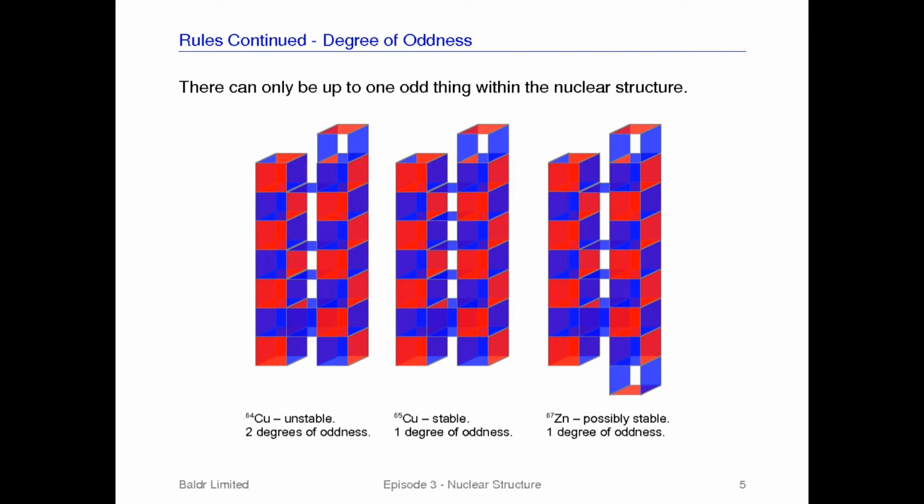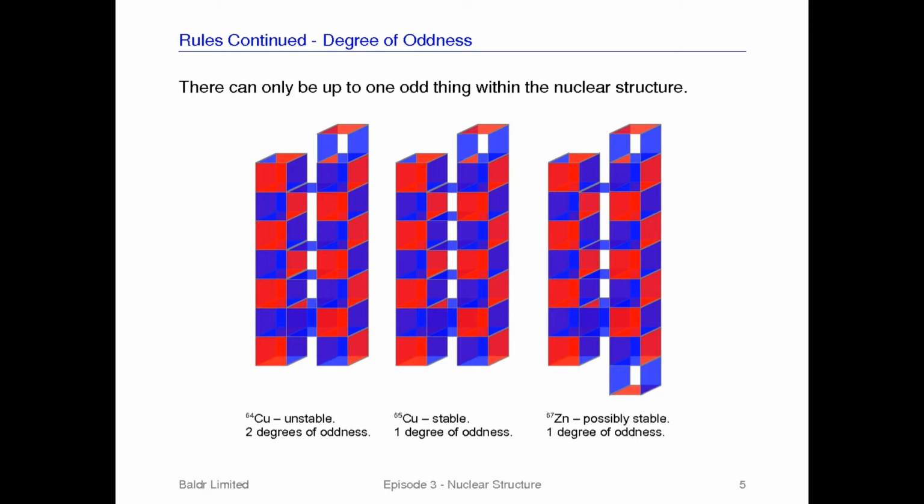However, coming back to these diagrams, if we were to add an extra neutron to the copper 64 structure, pairing up the bonding neutrons and producing copper 65 as shown in the centre, then we would end up with a stable structure. This is because now only the NPN hat is odd, and thus the structure only has 1 degree of oddness to it.